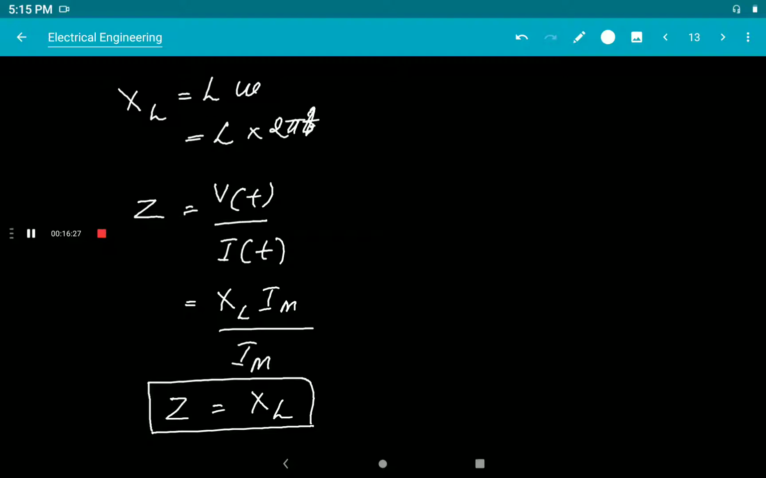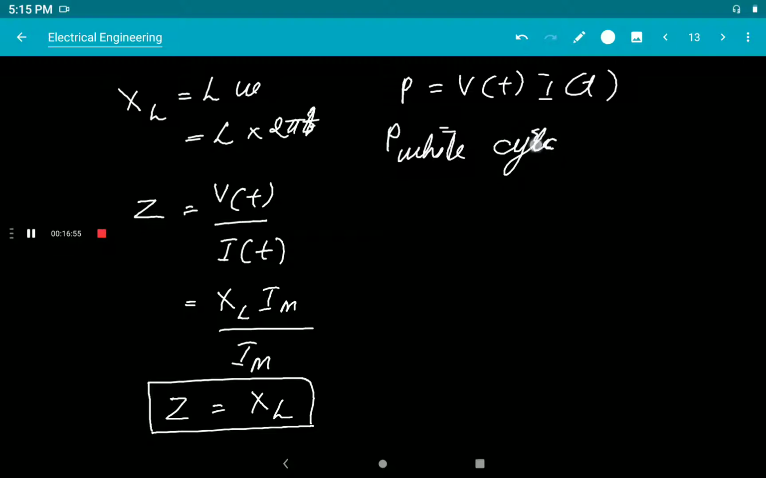And the power in this circuit: the instantaneous power may be Vm Im sin omega t into sin of omega t minus pi by 2, because power is equal to V of t into I of t. By substituting the equations of V of t and I of t, and considering the power for a whole cycle of a pure inductive circuit, it is equal to 0. The average value is 0 because sin omega t is coming there, and for a full sinusoidal wave the power is equal to 0.